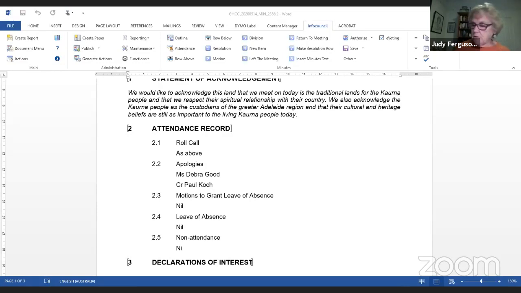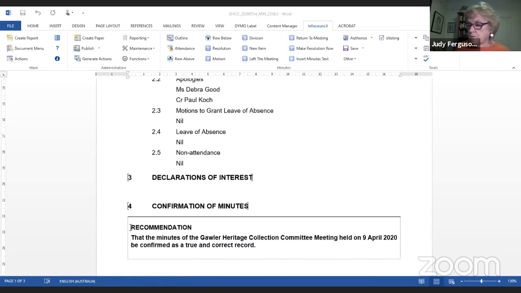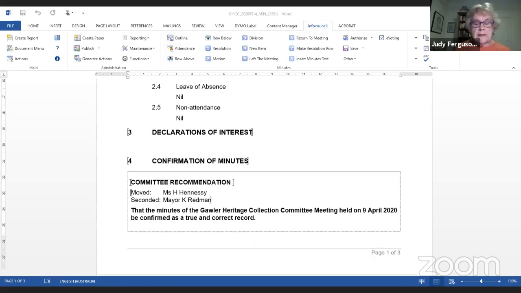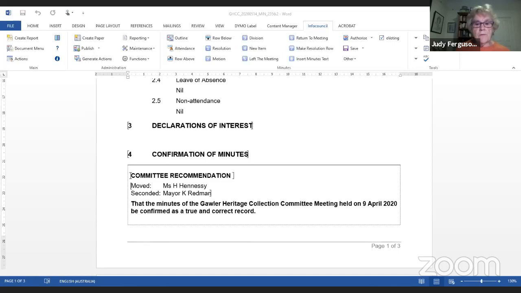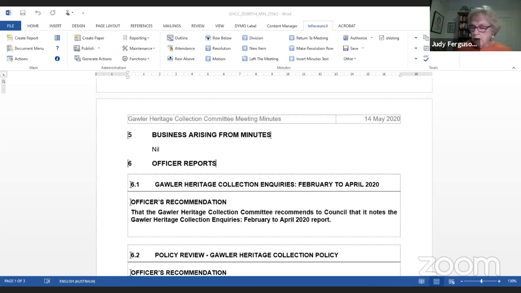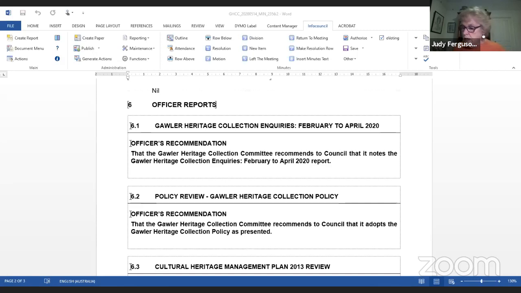Would someone like to move the acceptance of the minutes of the 9th of April? Helen? Seconded by? And I'll second it, Chair. Karen? Okay, any discussion? Those in favour, please show. Just raise your hand. Right, okay, I think we have a quorum, don't we? That's accepted. Good, thank you, carried. Okay.